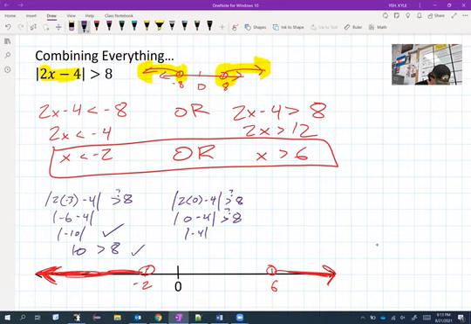So -4. Is 4 greater than 8? No, it's not. So we know 0 didn't work. We didn't want it to. And something that should work on the other side, maybe 7.